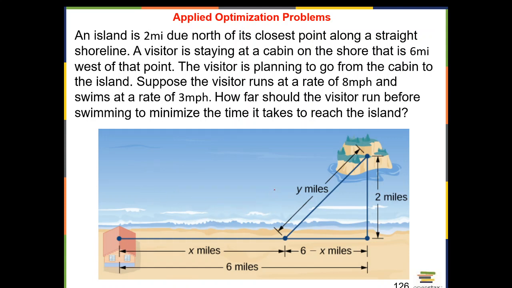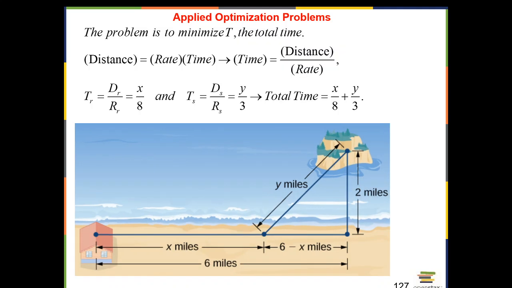So let's see what we have here. What is it that we have to minimize? We have to minimize the time. Now what's the connection between time, distance, and rate? Well, distance is rate times time. So if you go 40 miles per hour for 2 hours, you go 80 miles. You multiply them, right? In this case, we made it really easy because the rates are constant. The rate of running is constant, the rate of swimming is constant. So we have to isolate time from this relationship.